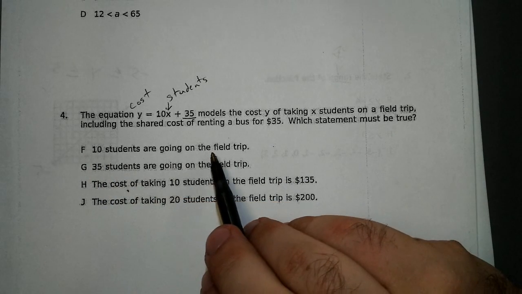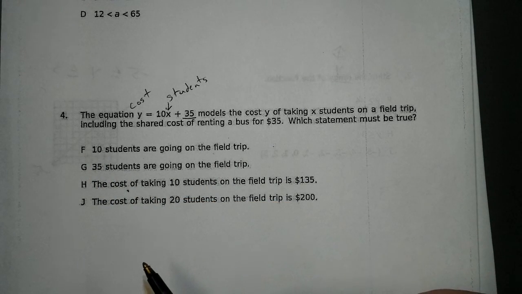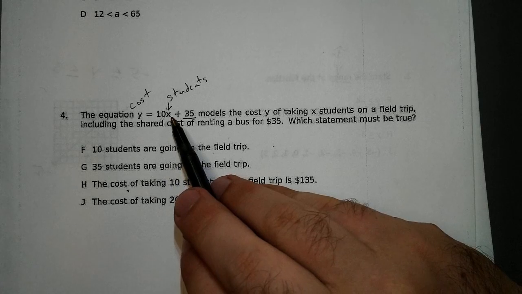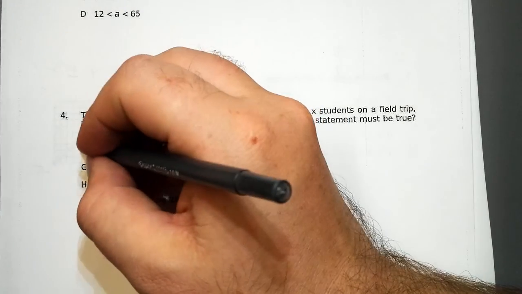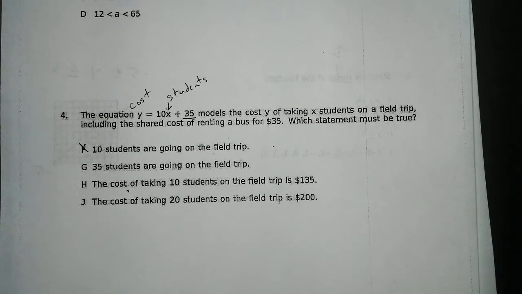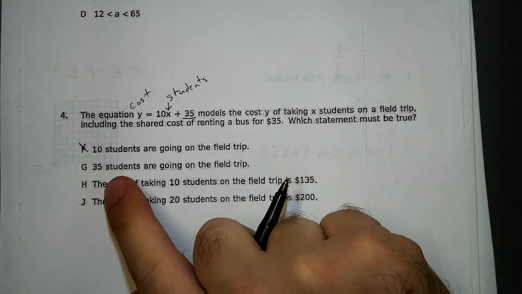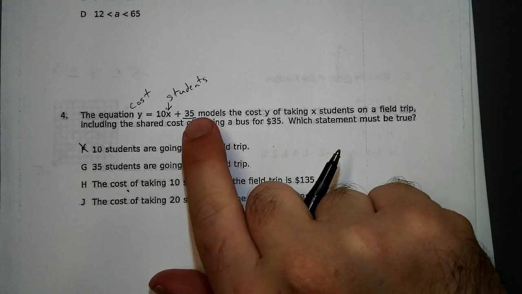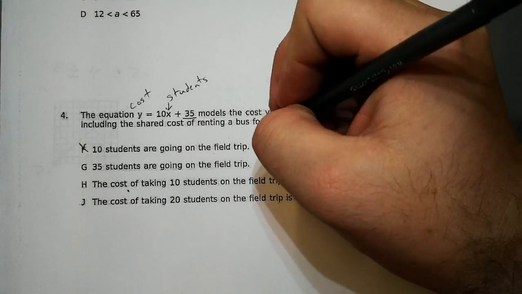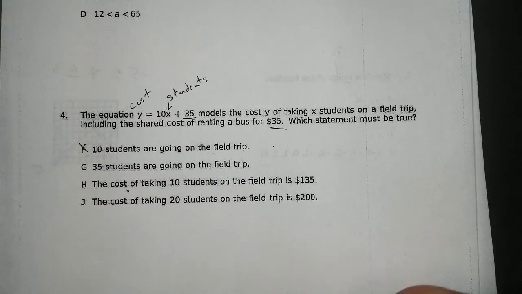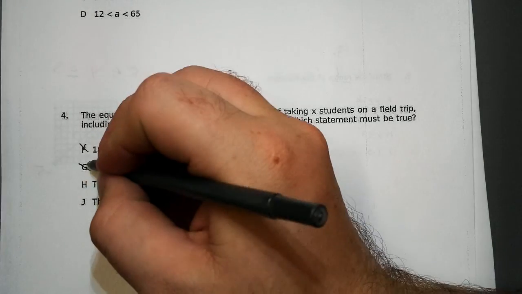So, 10 students are going on a field trip. Is that true? Well, x is the students. X could be any number, so it doesn't have to be 10. 35 students are going on the field trip. Well, the bus costs $35, but it doesn't say how many kids are going. We're using this to find the total cost, so it's not G.